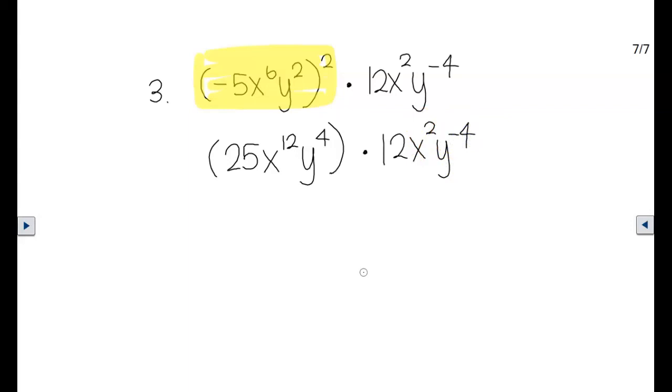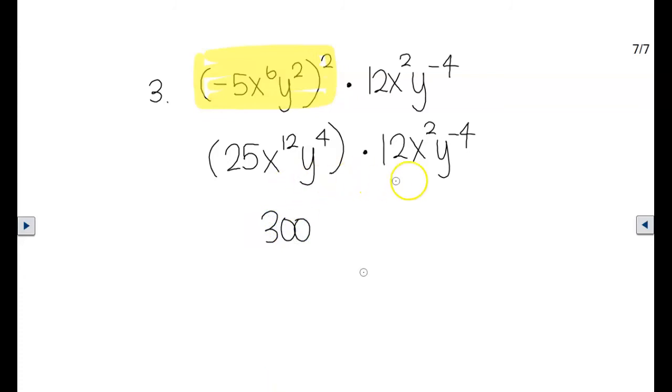Okay, so now look at the problem. We've taken care of power to a power. Do we see any products or quotients? We see a product. So for this problem, the next thing we are going to do is use our product rule to multiply. So let's start with our coefficients. We have 25 and 12, and we are supposed to multiply those coefficients. So 25 times 12 would give us 300 as our new coefficient.